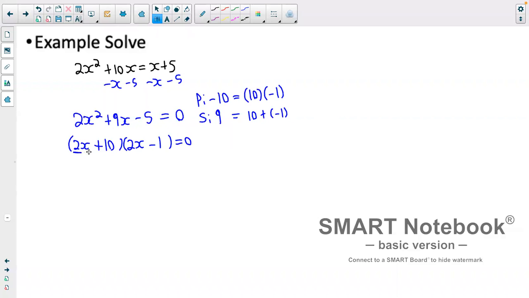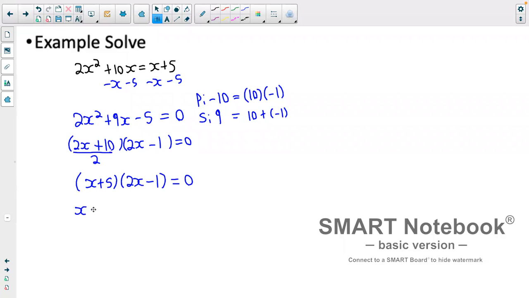So I would probably divide the extra factor of 2 out of this one, because I won't end up with any fractions. Now, in some cases, like for example, if your a value is 6, you can break that up and divide one of them by 3, one by 2. So dividing this, we get x plus 5 and 2x minus 1.